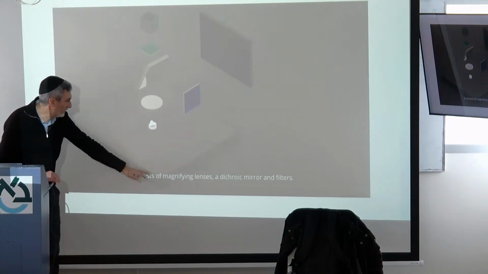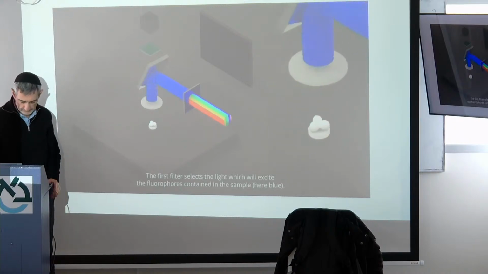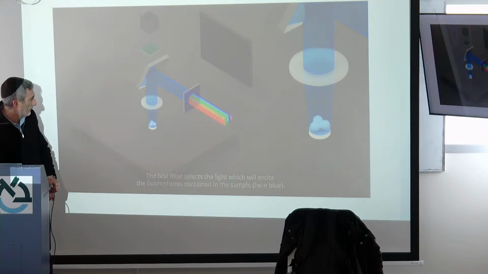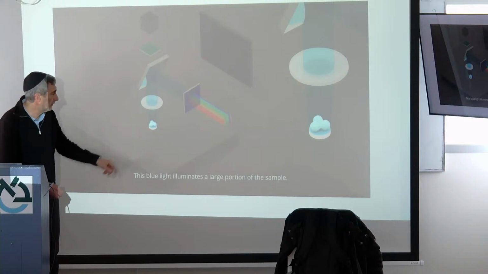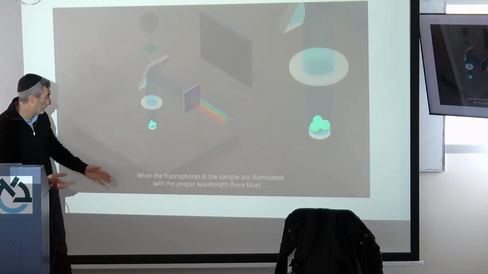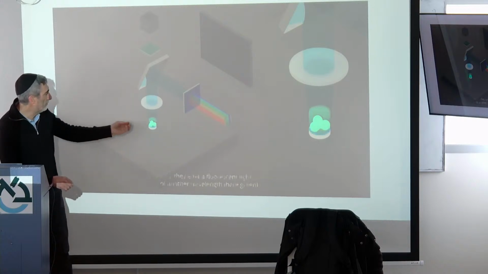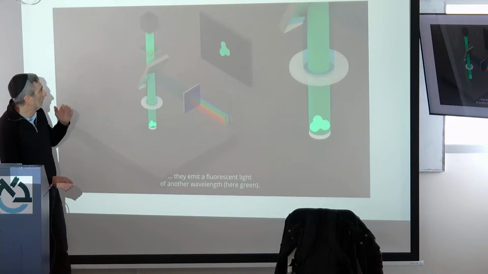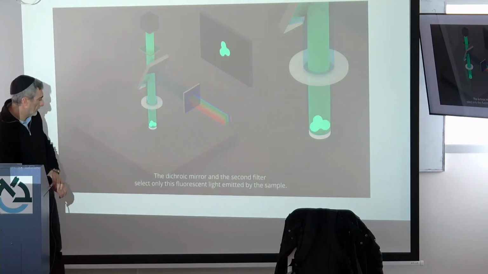So you have magnifying lenses, a dichroic mirror. The first filter selects the light. So the light comes and excites the sample here. The sample is made of fluorophore, so it's fluorescent. Okay, so it will emit back fluorescent light. That is directly imaged on the camera here, using some filter here to remove the other wavelengths.